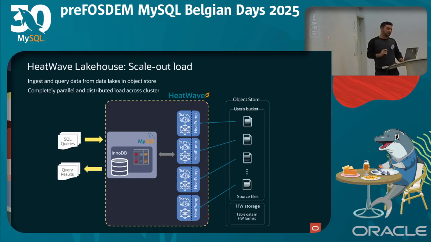Okay, so as you have realized by now, loading data from object store is one of the very important points for Lakehouse, right? To be able to even come to a stage where you can issue queries, you have to bring the data efficiently. And for that, we have developed a novel mechanism for scaling out the load. Here, the idea is you have the data in the user's bucket, and we have the component called heat pump. Heat pump basically is a parallel and distributed task framework, I would say, that runs on a shared nothing cluster of compute nodes.